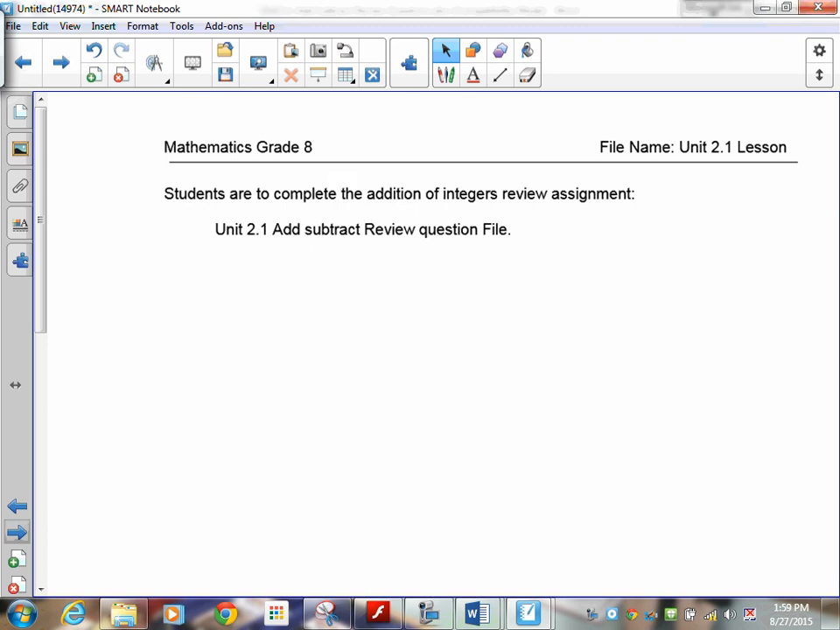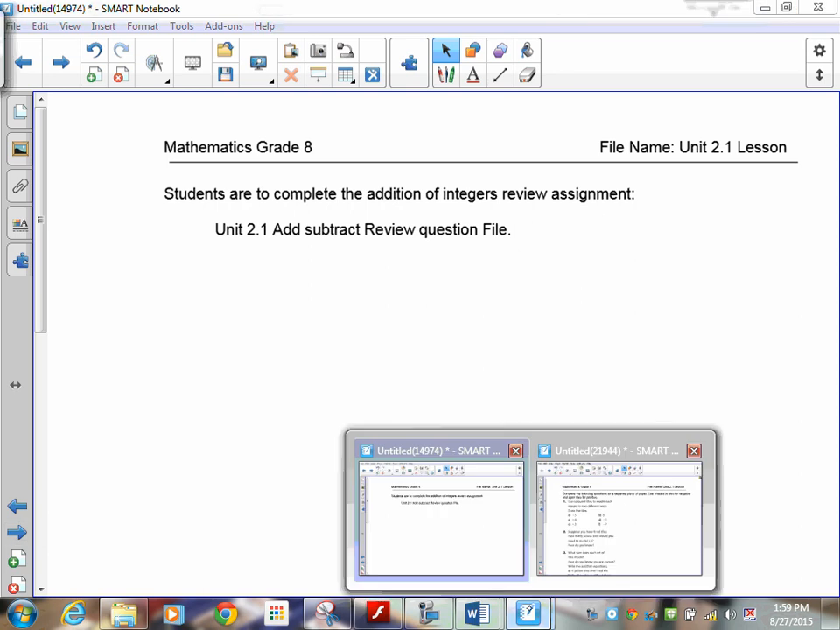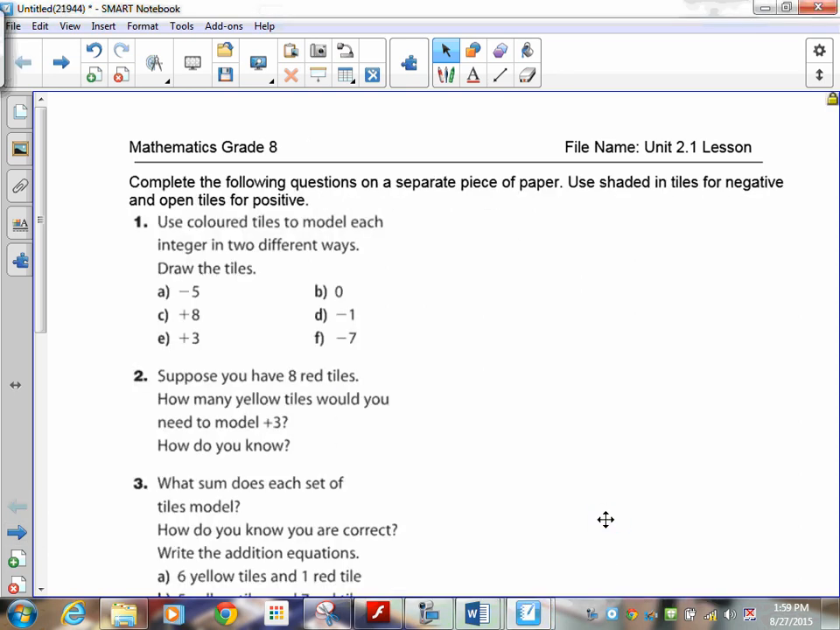Okay, this one here is actually an add and subtract review question file. I obviously can't have you do it here, and I'm not going to do it for you, but you can see this is the assignment that I would have given to you right after you started this, so you can draw these tiles and review it as you go. This one is drawing tiles. This one here would be 5 negatives. This would be 8 positives, 3 positives. This one here, you'd have to do some sort of a combination of a positive and a negative. Again, this would be a negative, and this would be 7 negatives.